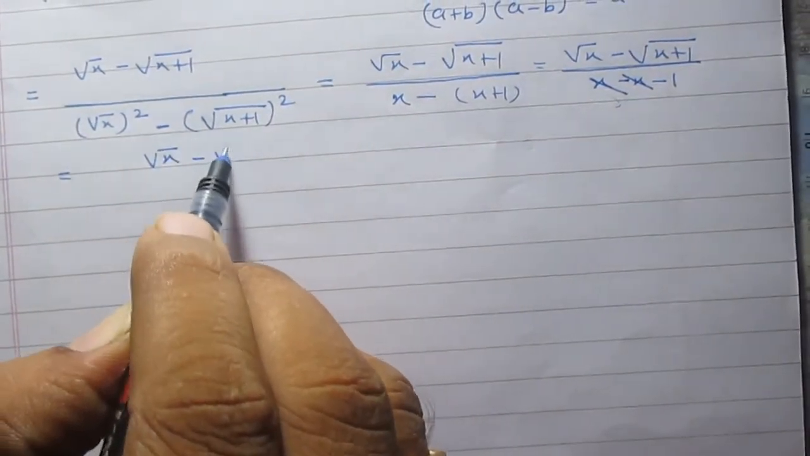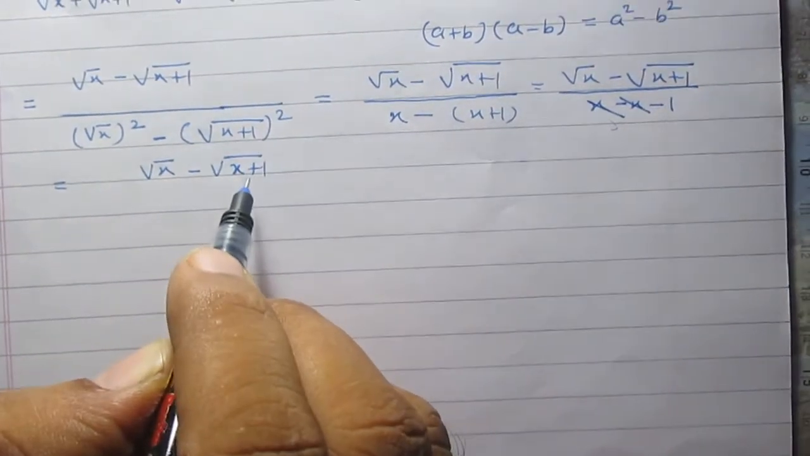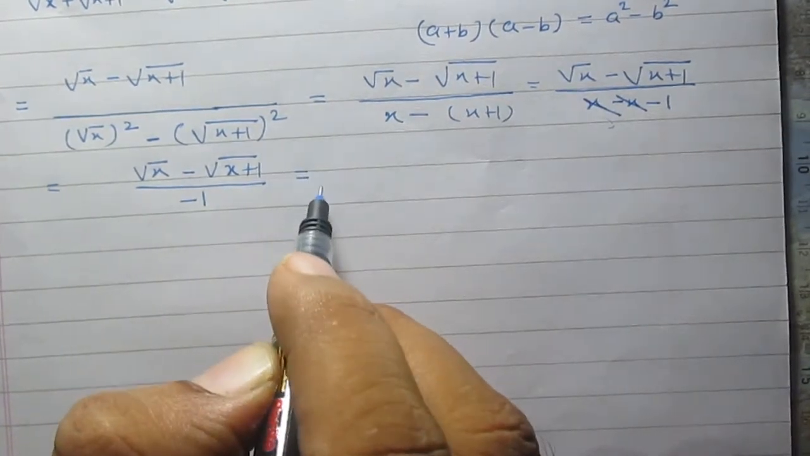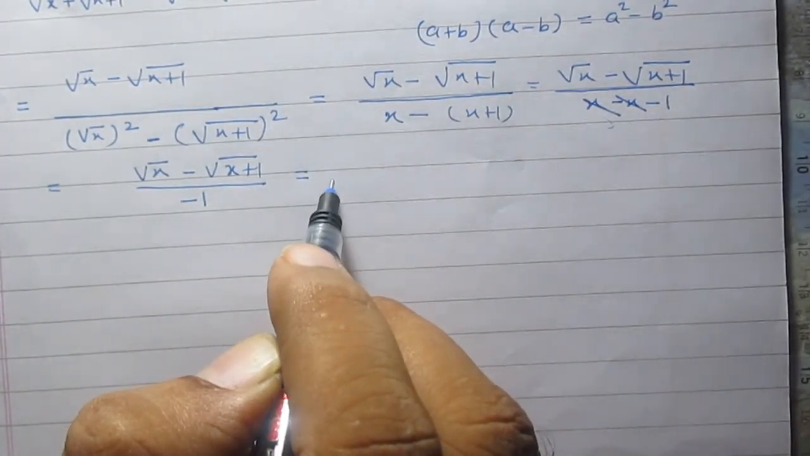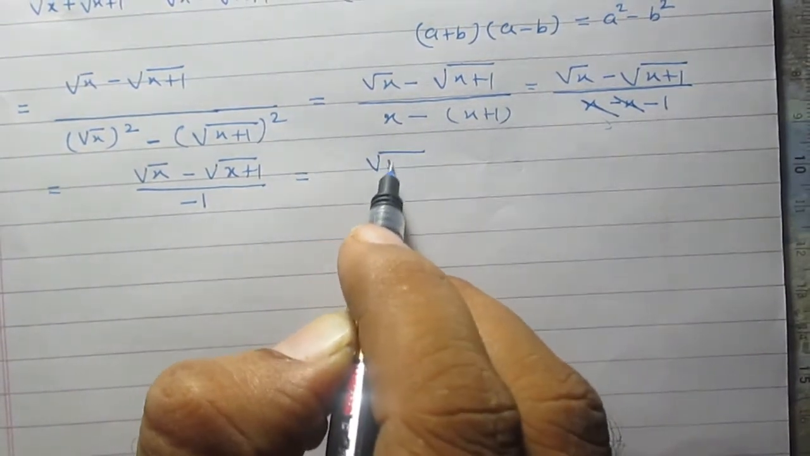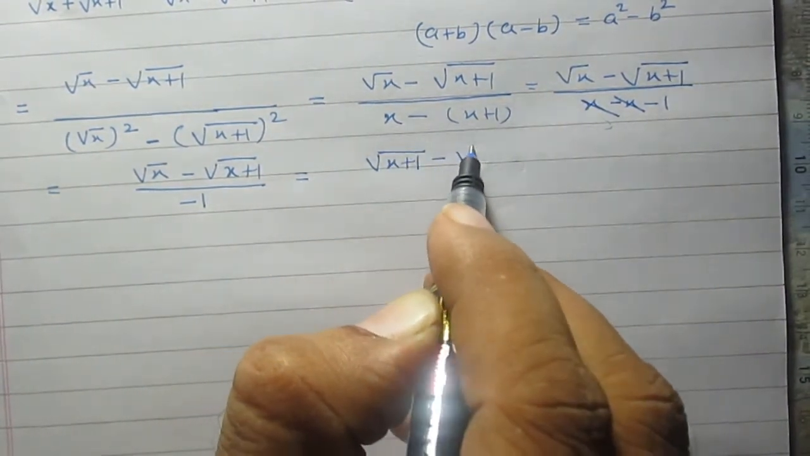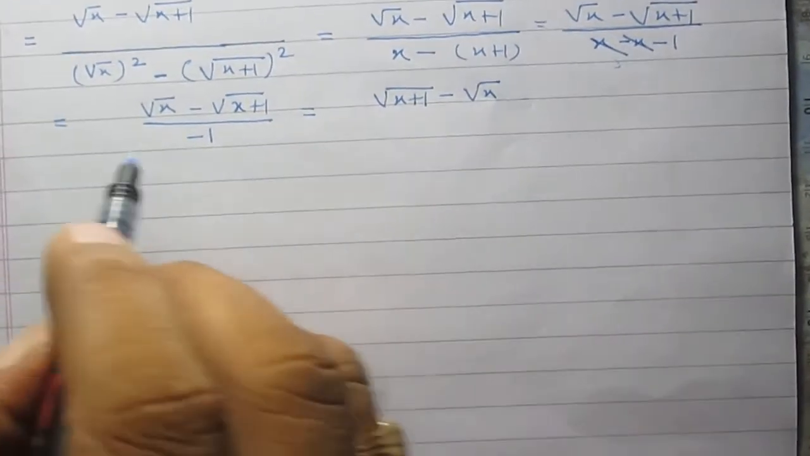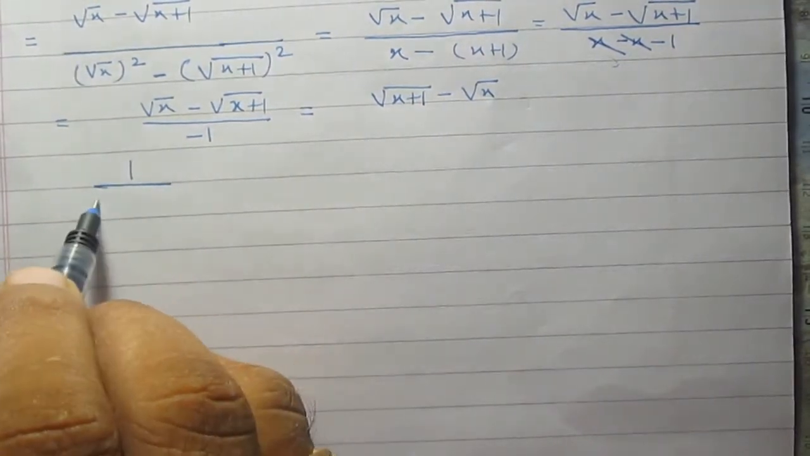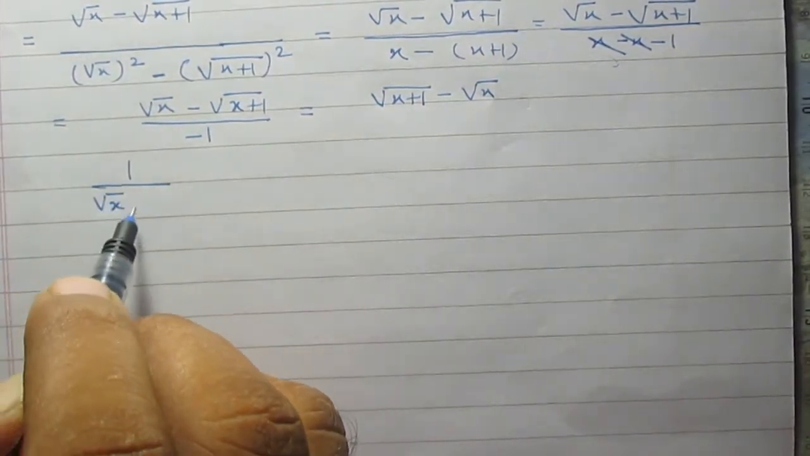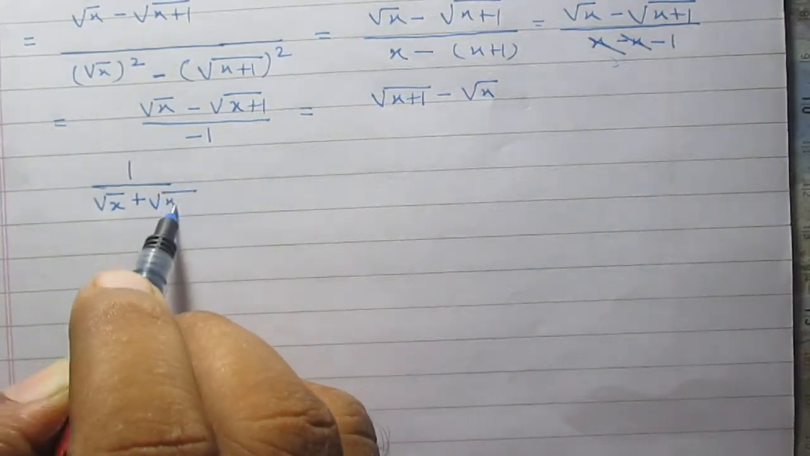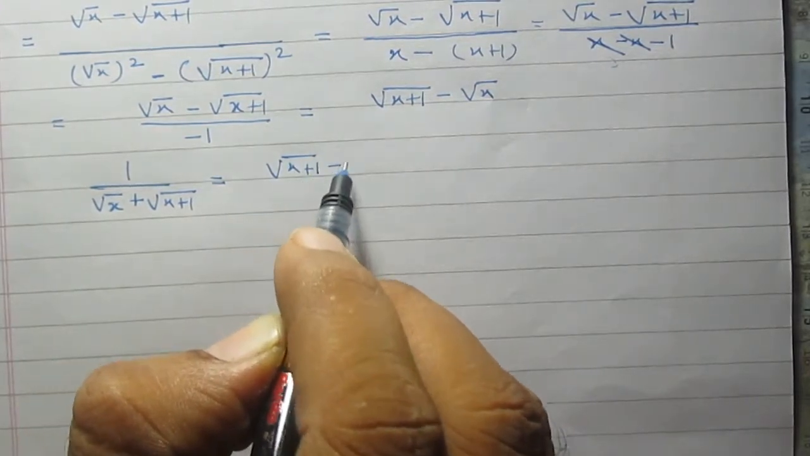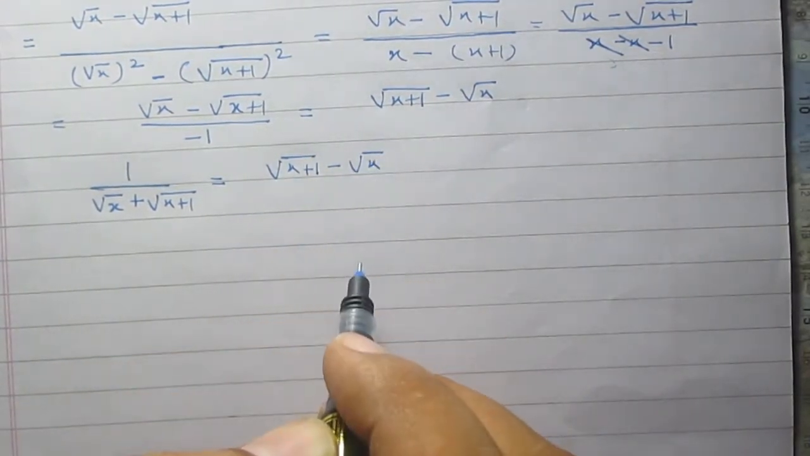square root of x minus square root of x plus 1 divided by minus 1, or you can just change the sign of the terms in numerator. It is square root of x plus 1 minus square root of x. So what we have found? We have found that the fraction 1 upon square root of x plus square root of x plus 1 is nothing but square root of x plus 1 minus square root of x.